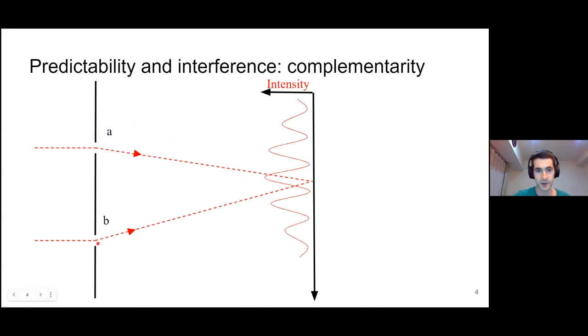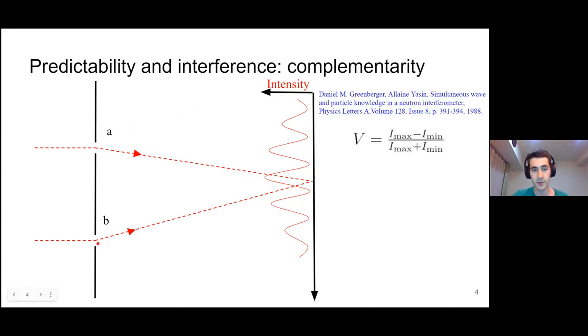And to quantify this phenomenon, we can define the visibility, which is nothing else than the contrast of this interference pattern, and it is given by the maximum observed intensity minus the minimum one, and it is normalized.